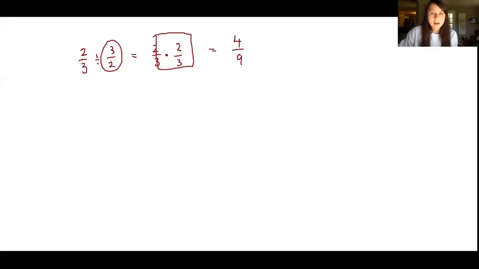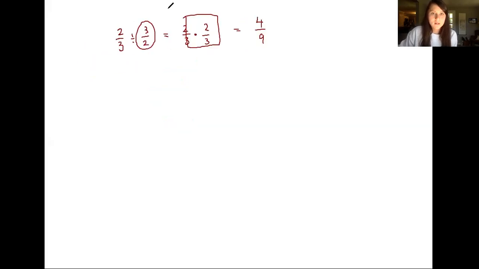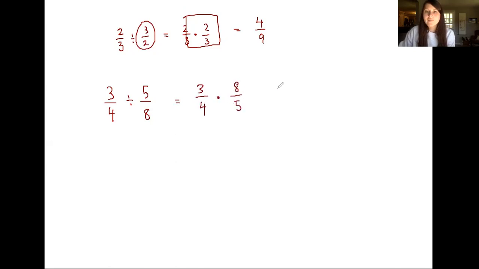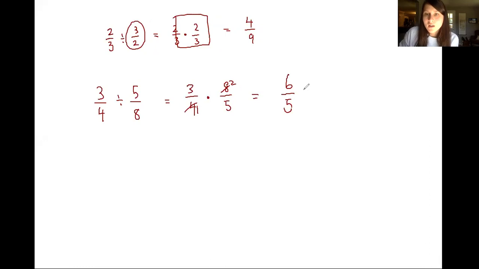So if I had a problem that was 3/4 divided by 5/8, then I would be multiplying the inverse, meaning changing this to 8/5, and then I do it like a multiplication problem. And so remember, when we multiply, we can simplify also, right, by cross canceling. So this would be 1, this would be 2, and this would be 6/5. I'd like for us still to turn our improper fractions into mixed numbers. So this would be 1 1/5 as our answer.